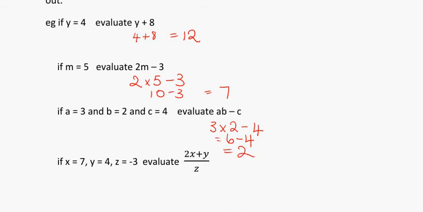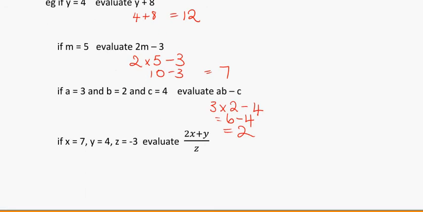Okay, the last one's a wee bit trickier, but just take one step at a time. X is 7, Y is 4, and Z is negative 3. Let's substitute the numbers in first. So we go 2 times 7, because X is going to be 7. Y is 4, plus 4, divided by negative 3.